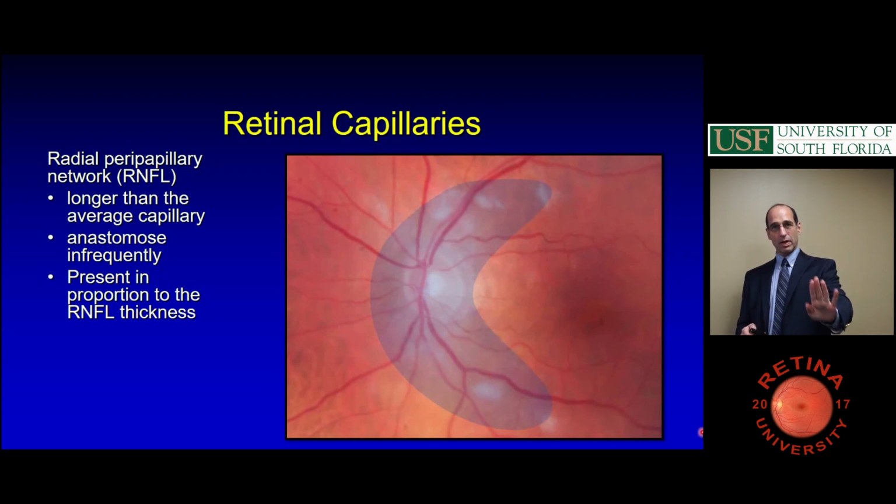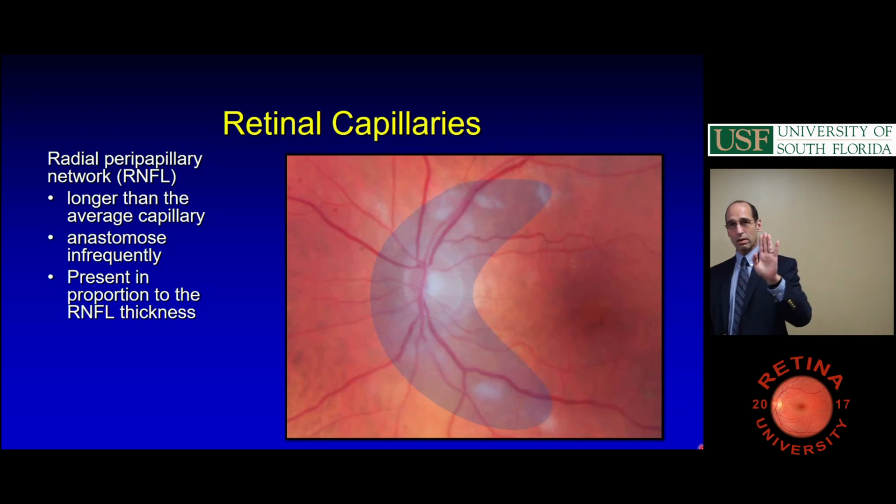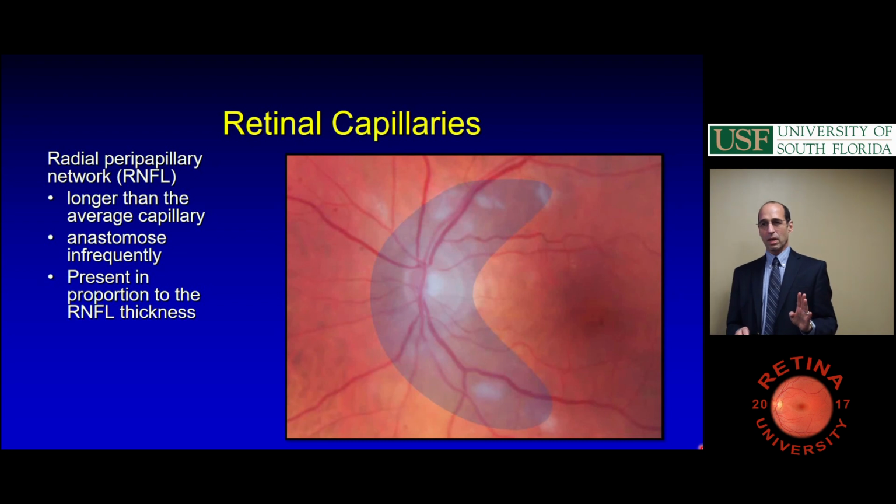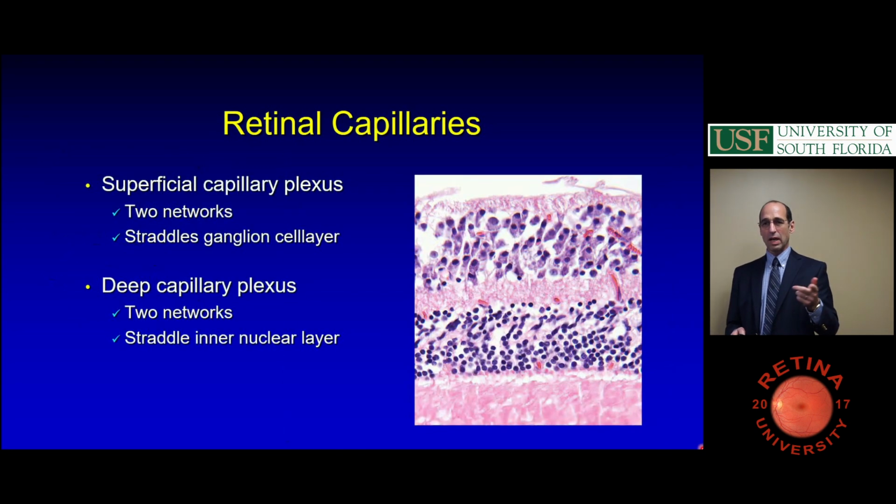So the different capillary networks are present at different depths. This capillary network is just in the nerve fiber layer. It's the only one in the nerve fiber layer. The other ones are deeper. And these are the two we talk about with OCT angiography. You've got in your macula your superficial capillary plexus and deep capillary plexus, and both of them are roughly 2 capillary networks thick. And you can see them on this slide.